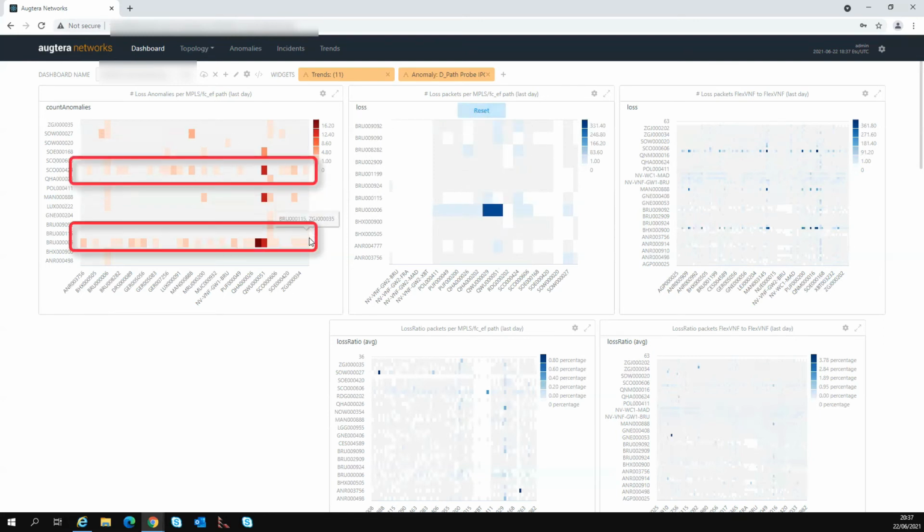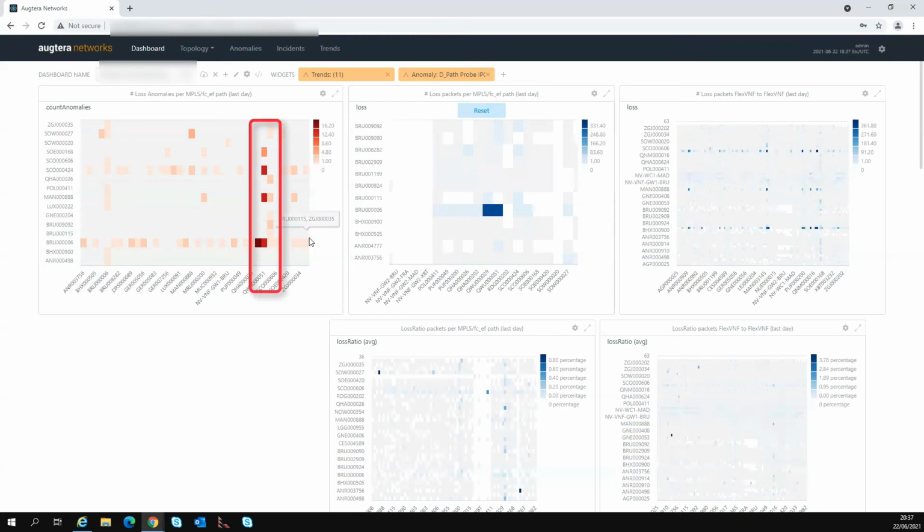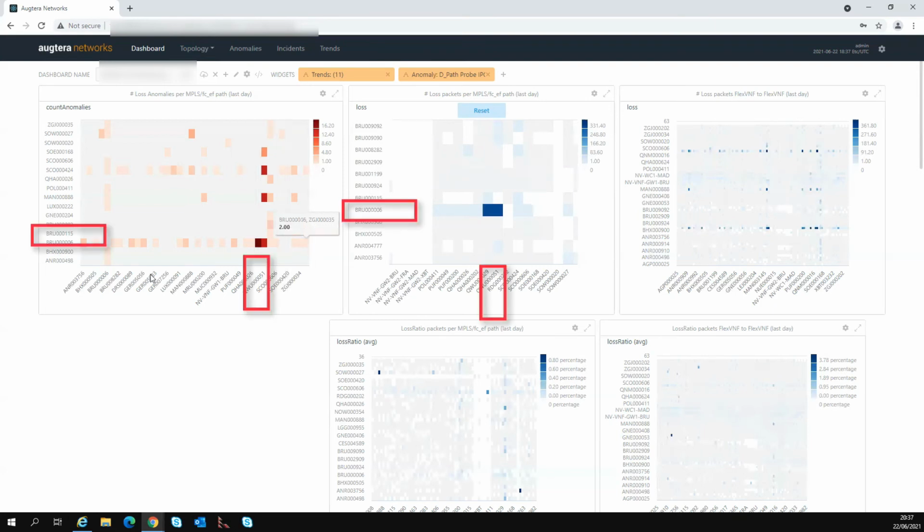Specifically, we have two source probes and one destination probe that are generating most of the anomalies. As you would expect, we can see the correlation between the raw data and the anomaly heat map. Using this view, the operator can quickly focus their attention on the problematic circuits.